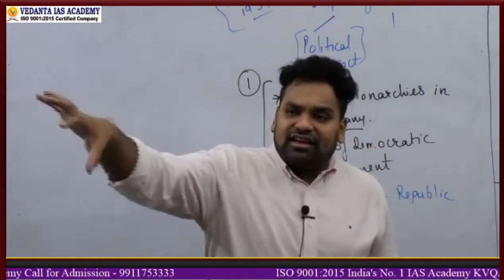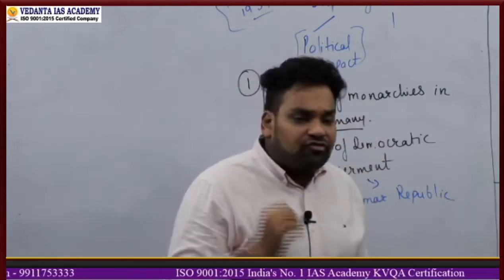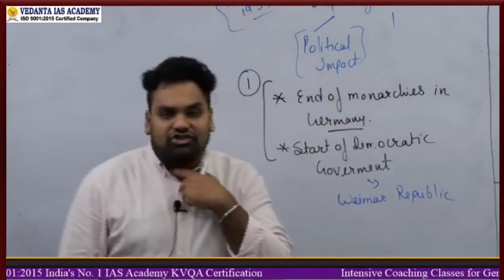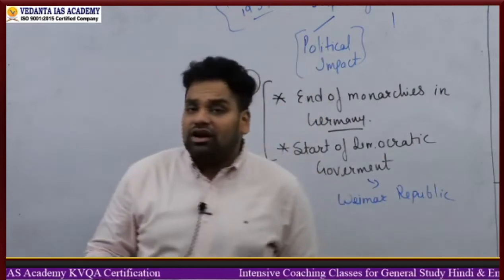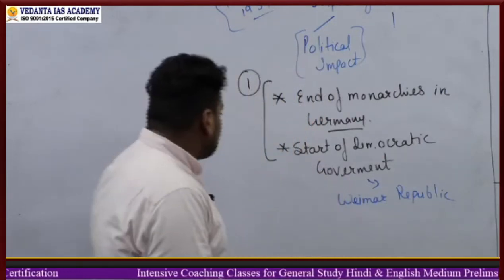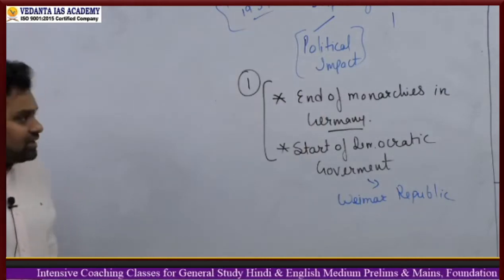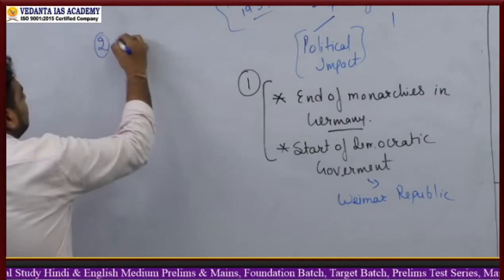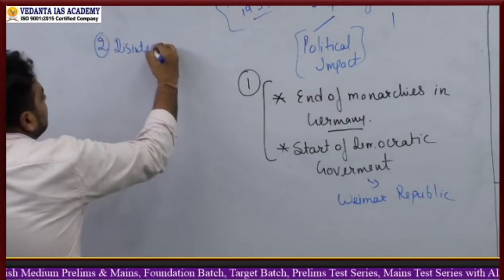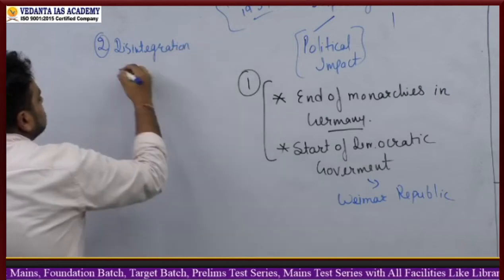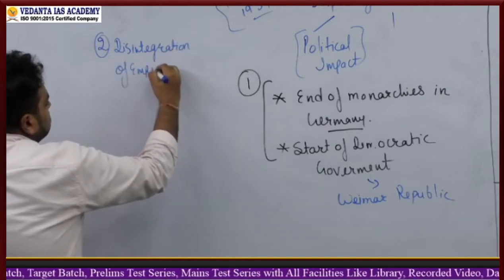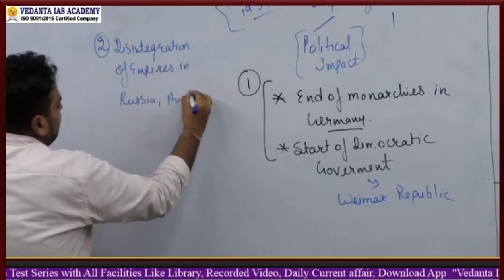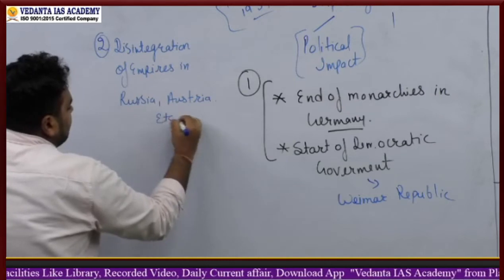So ये सब चीजें हैं which will happen after the First World War, right? There will be the end of monarchy in Germany, and there will be the starting of a democratic government known as the Weimar Republic. That is a very, very interesting idea, right? Okay. Next is disintegration of empires in Russia, Austria, etc. Right?